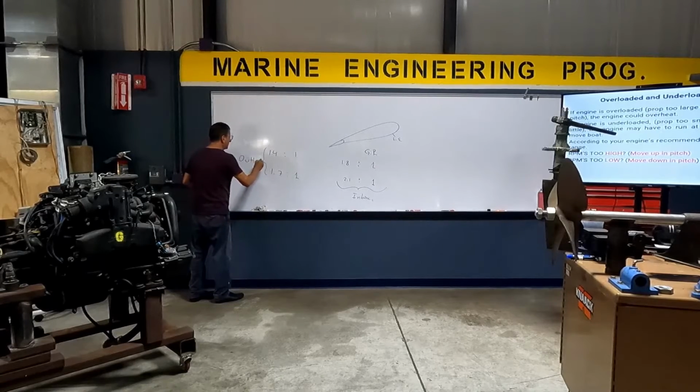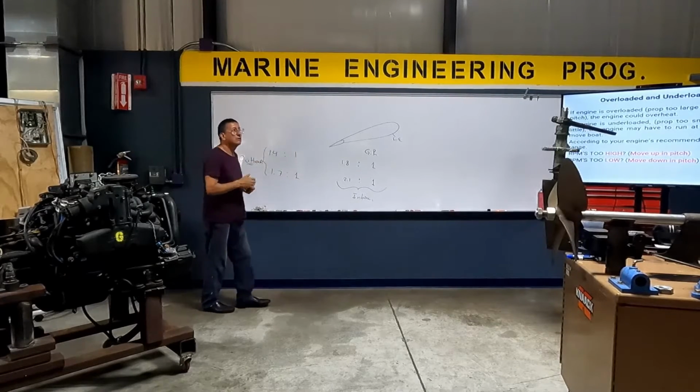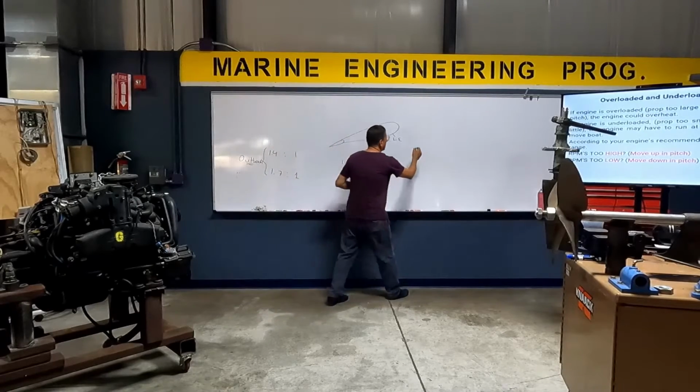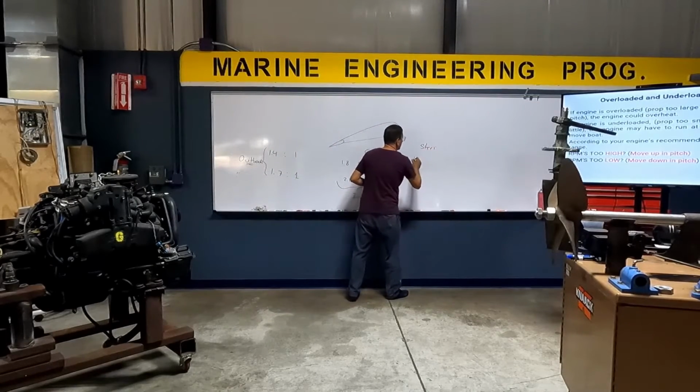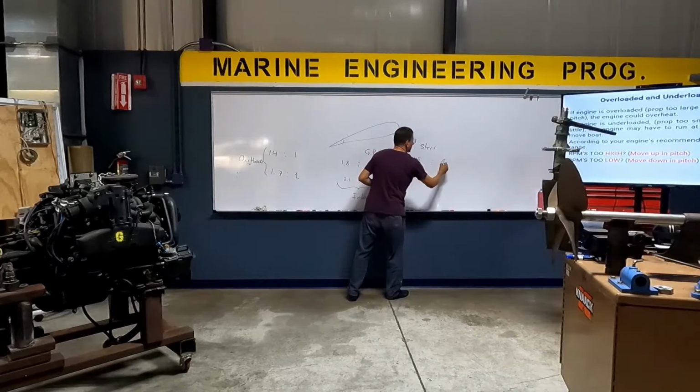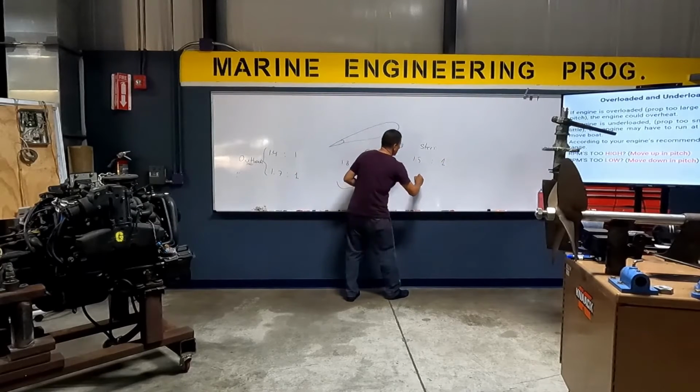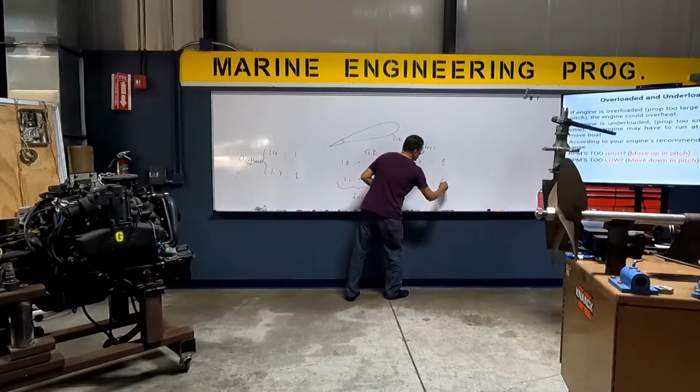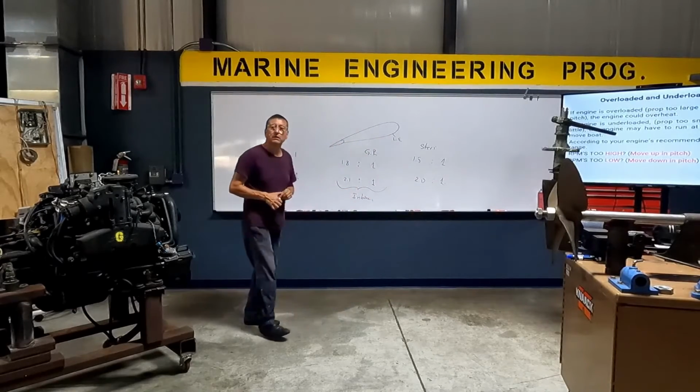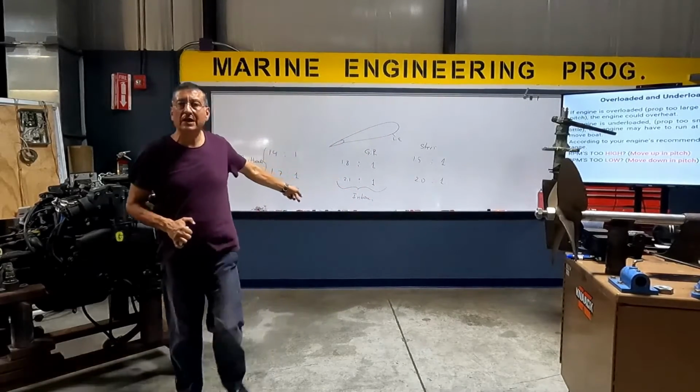And then on the stern drives, you get 1.5 to 1 up to 2 to 1, some more, depending on the application. Those numbers are important, my friends.